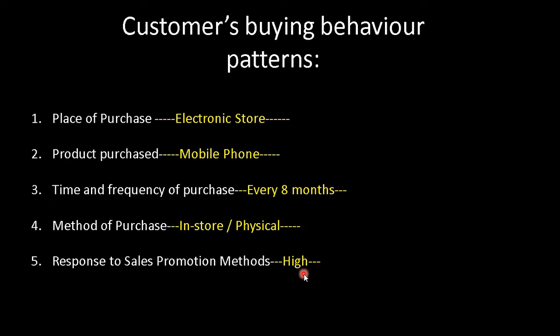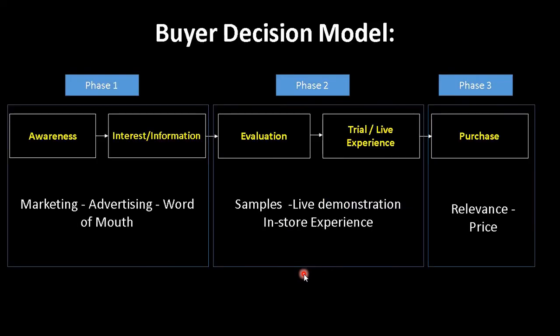promotion methods. The buyer decision model is based on 3 key phases. Phase number 1 is based on the awareness, interest, and the information that we give to the clients. Brands and companies put a lot of effort into marketing, advertising, and driving the product reputation, which we call the word of mouth.